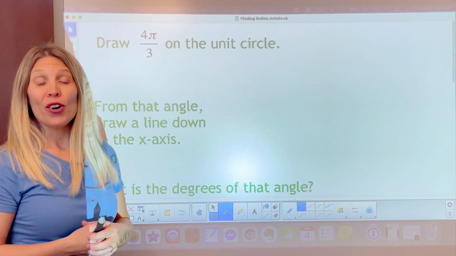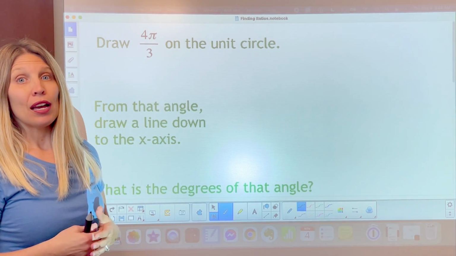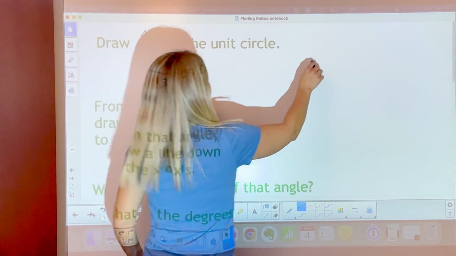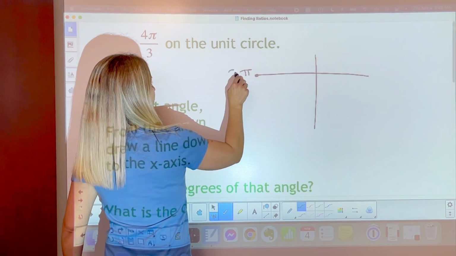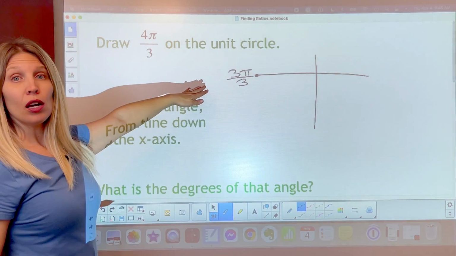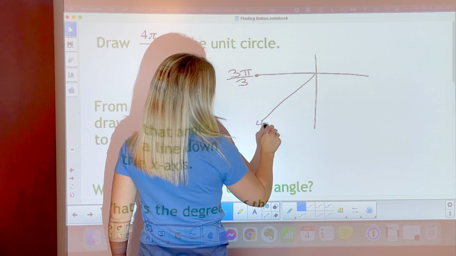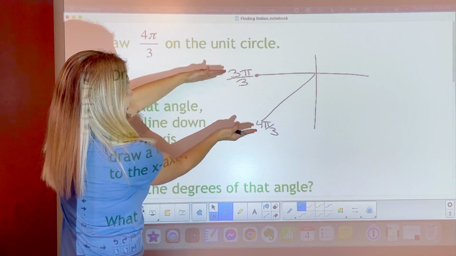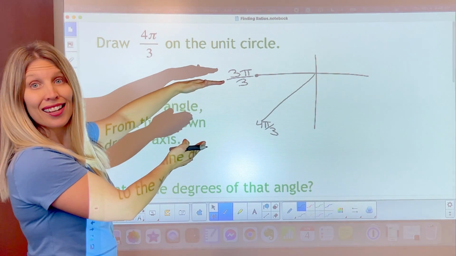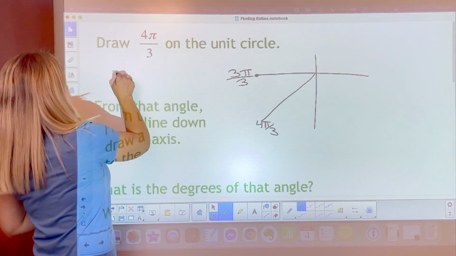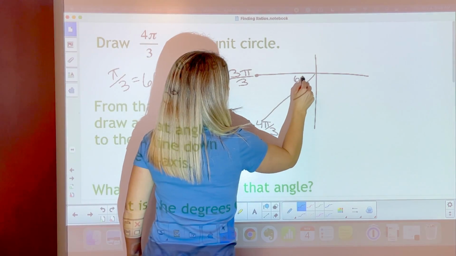Let's try another. All right, now we have 4 pi over 3. So where is this going to be on our unit circle? The first thing I like to think about is, okay, if this is my pi position and my denominator is 3, this is technically 3 pi over 3. So 4 pi over 3 has to keep going further down. So this would be my 4 pi over 3 position. The difference between 3 pi over 3 and 4 pi over 3 is, that's right, just pi over 3. So the pi over 3, remember, is our 60 degree angle. So 60 degrees goes in the corner.